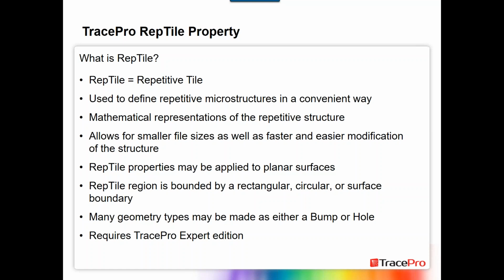And RepTile properties can be applied to planar or flat surfaces only. The region of the RepTile is bounded by a rectangular, circular, or surface boundary. And many of the geometry types are available either as hole or bump, and I'll explain that here in a few minutes. And then one last note is that RepTile and the Texture Optimizer 2 that we're going to talk about shortly both require the Expert edition of TracePro.